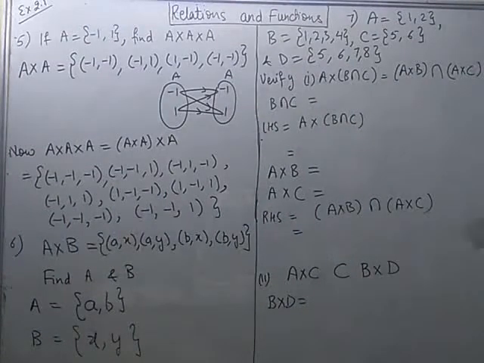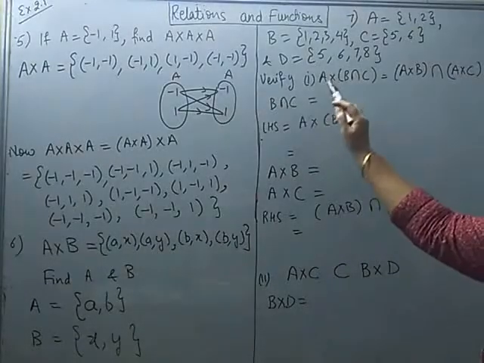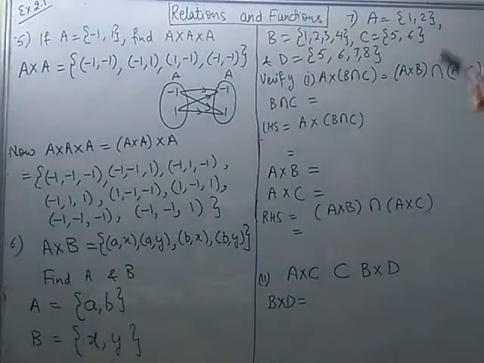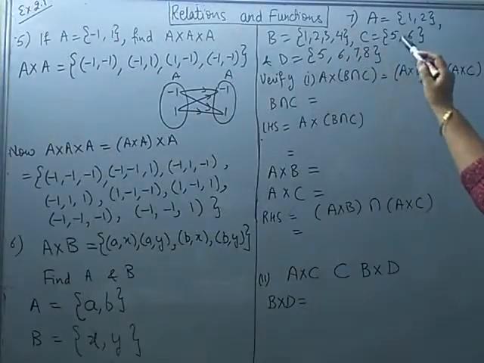Before verifying this, we will have to evaluate some of the terms. Some of the sets we need to evaluate. Before taking this Cartesian product, we should know what B intersection C is. So you focus on set B and set C.